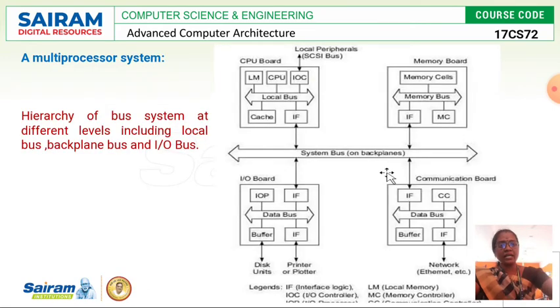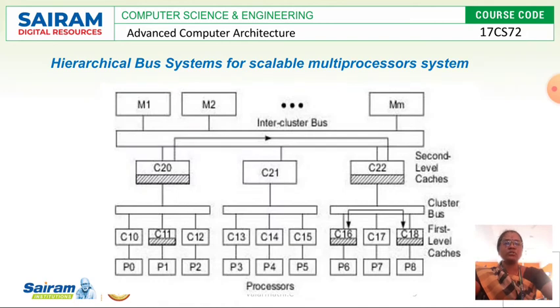Then one more diagram is there. It shows the hierarchical bus system for a scalable multiprocessor system. It is very important. Scalable in the sense that we can add n number of processors in this assembly without changing its design. According to this diagram, 9 processors are connected, from P0 to P8, right?